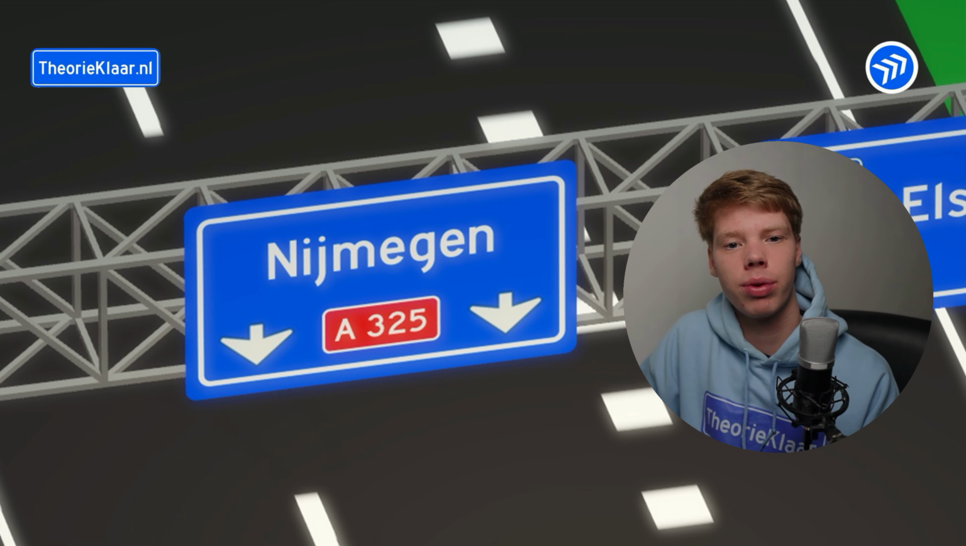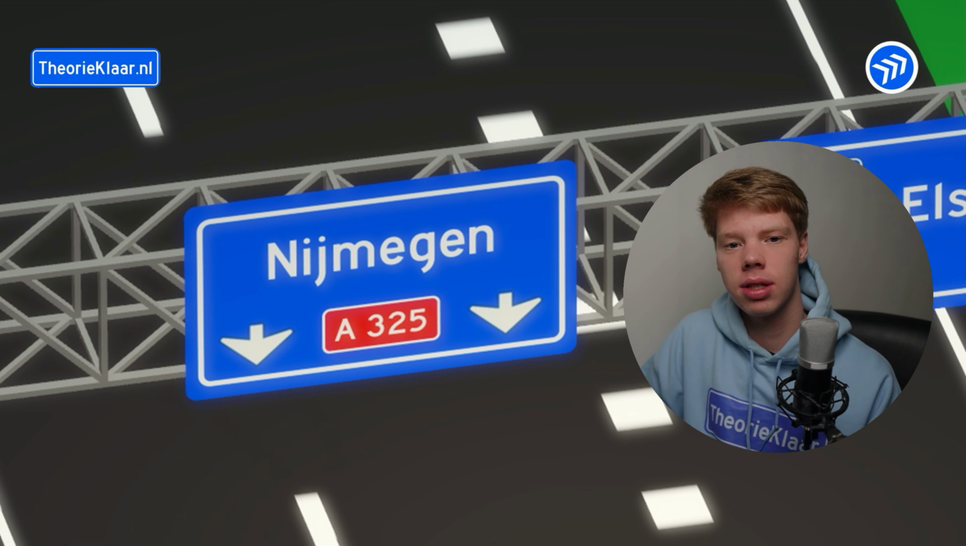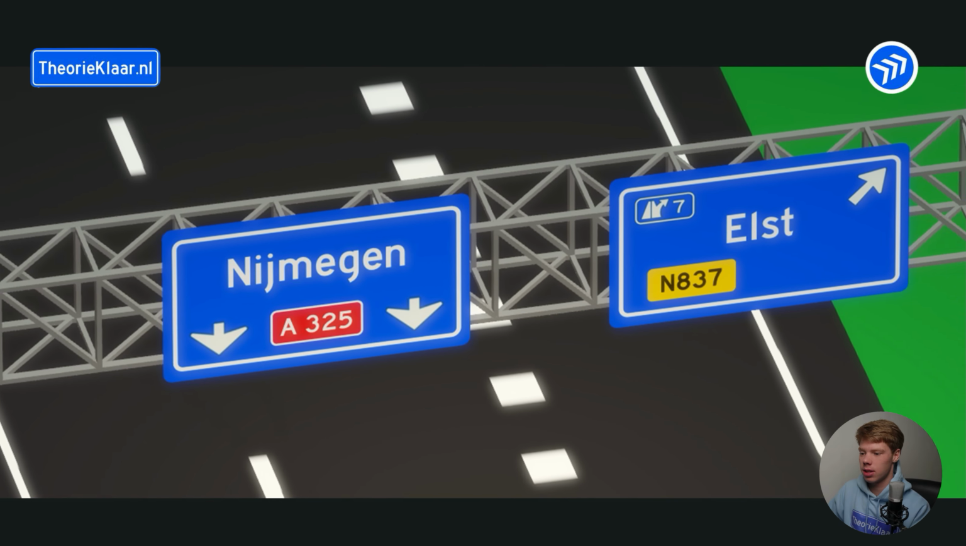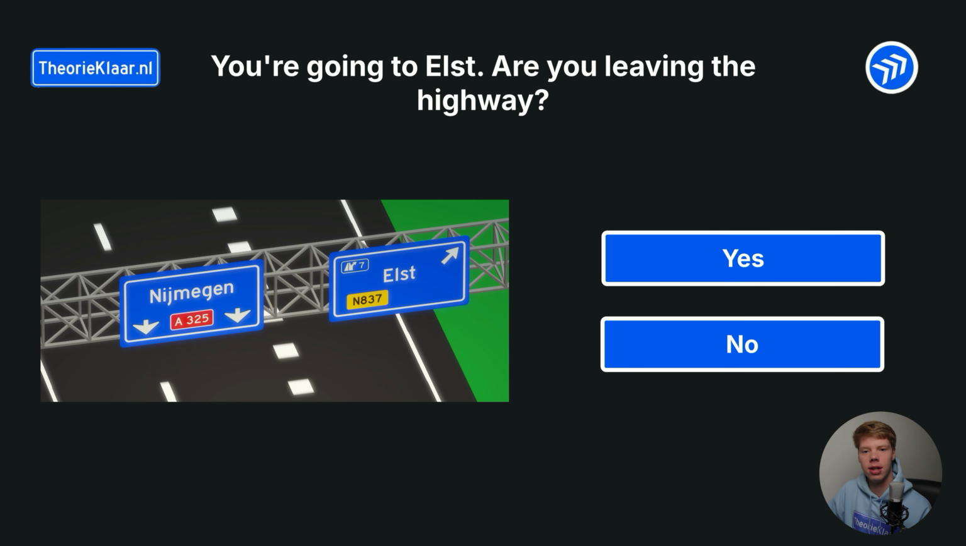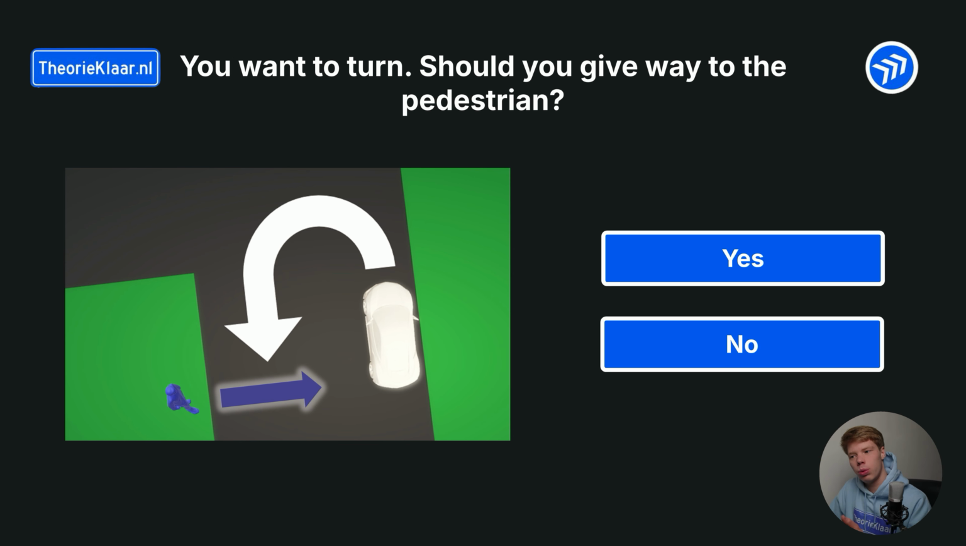The A stands for autosnelweg, which means highway, whereas the sign Elst has the N, which stands for national road. So if you're going to Elst, then you will end up on the national road instead of the highway. So yes, you are leaving the highway. And you want to turn.